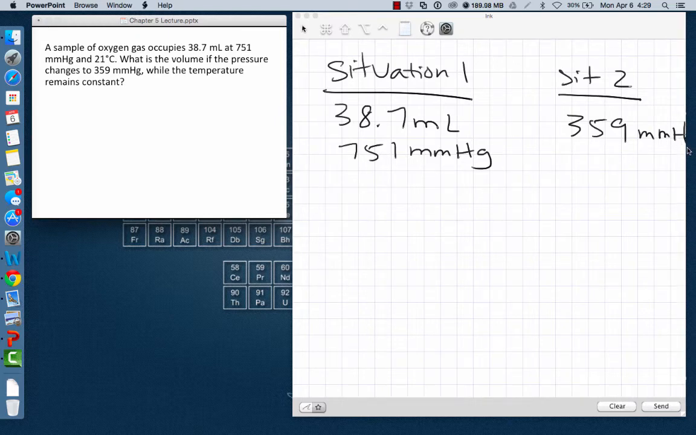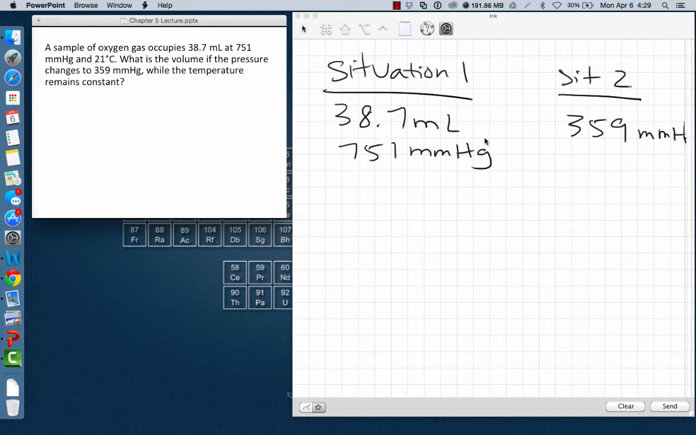Okay, so we want to know what the new volume is going to be. Let's see if I can make that. Okay, so we have P1 V1 equals P2 V2. We have these both in millimeters of mercury, so that's okay. We can keep them together. And we have milliliters on one side, so we'll just get milliliters on the next side.